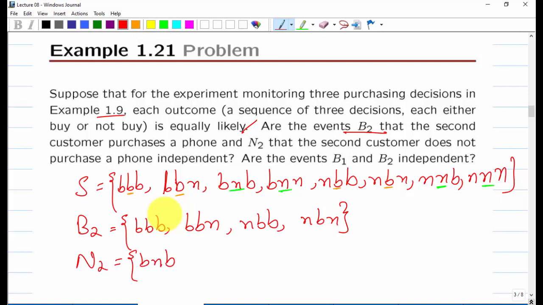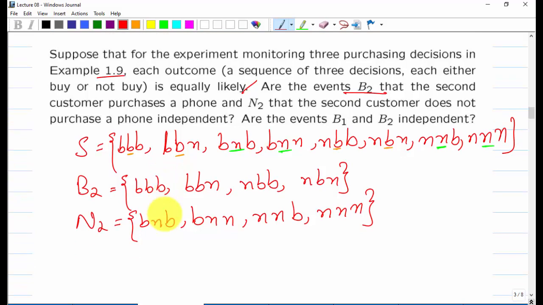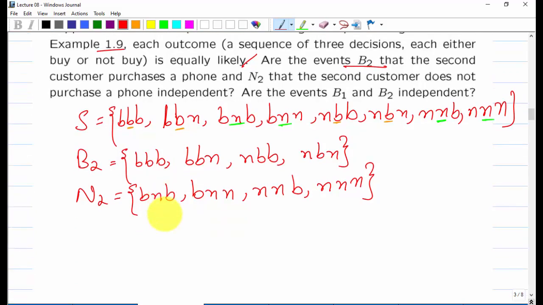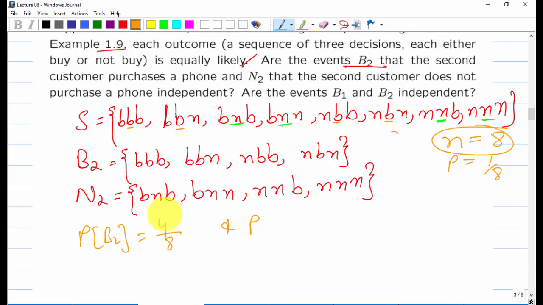So all these outcomes are equally likely. So here we can say that N is 8, so probability of each outcome is 1/8. So probability of B2 is obviously then 4/8, and probability of N2 will also be 4/8, which is 1/2.